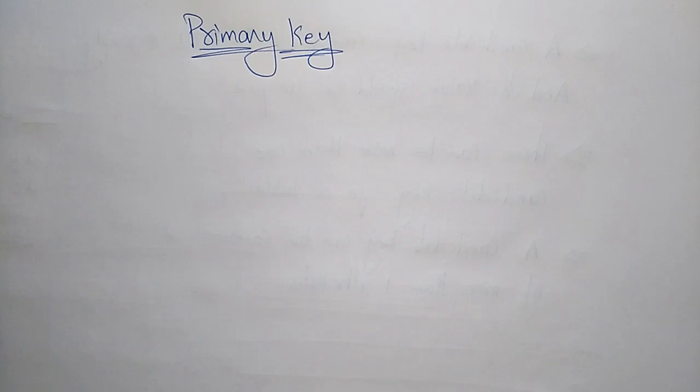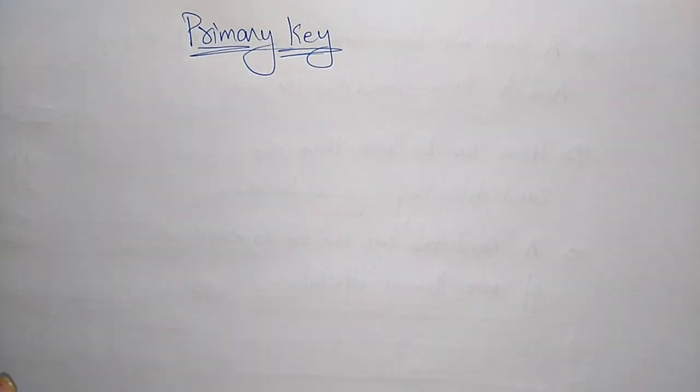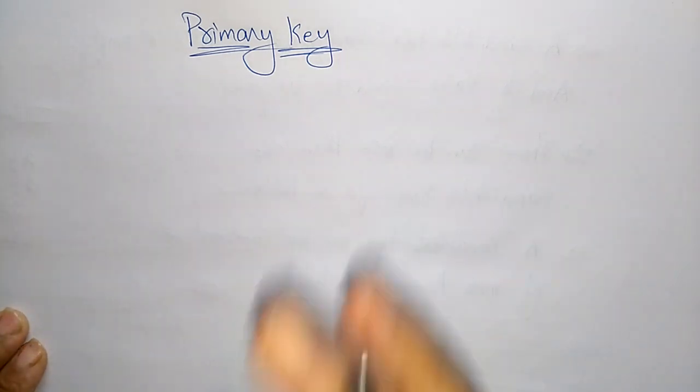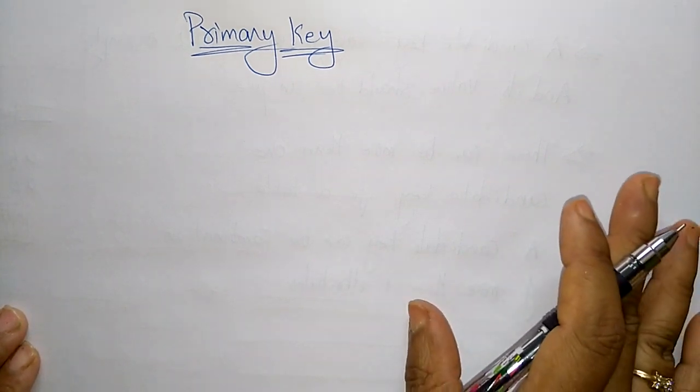Students, coming to the next key concept. So far we had discussed the super key and the candidate key. Now let us see the primary key. This is one of the important keys. Each table compulsorily needs one primary key. So you have to maintain one primary key in a table.